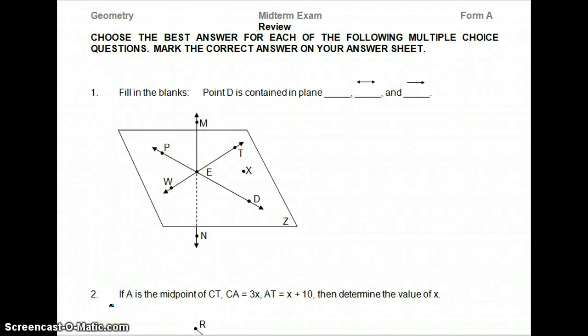This is your 2011-2012 midterm review. Number 1, fill in the blanks.